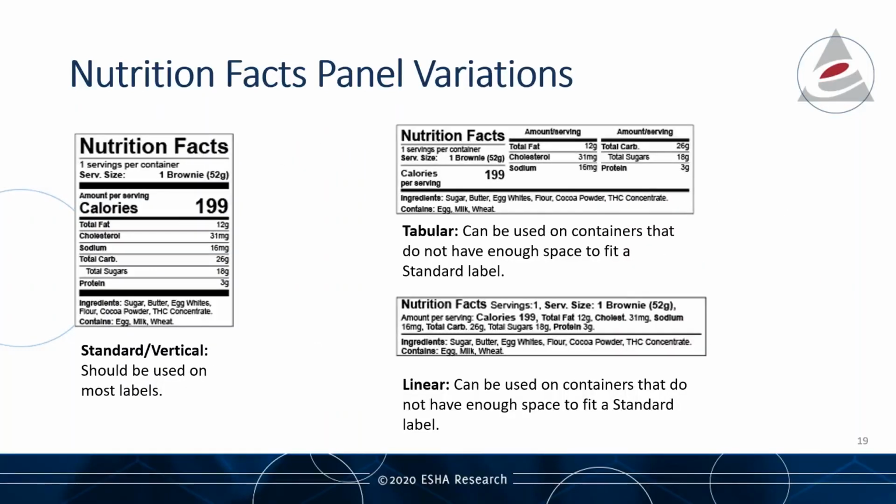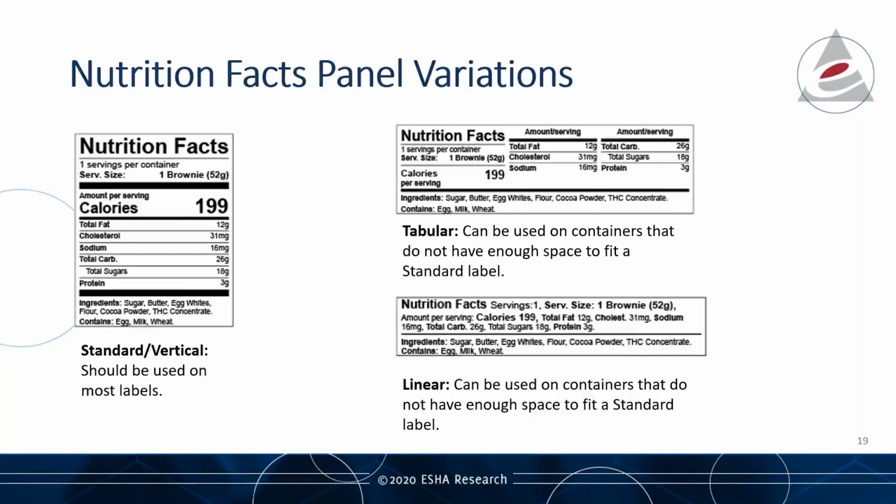Depending on the package shape or size, you can choose from 3 nutrition facts label formats. You start with the standard vertical label first, and if the package size cannot accommodate the standard label, then you can see if the tabular label will fit, or if not, then the linear label. Oregon wants to see the largest or most clearly and commonly formatted label style first.